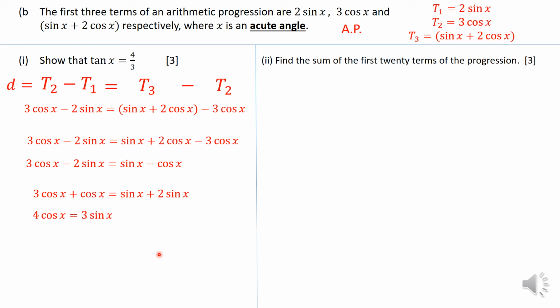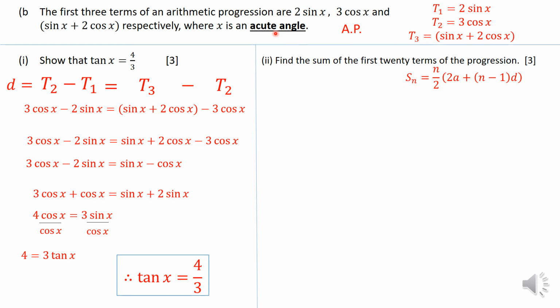We're not done here because we are supposed to show that tan x is equal to 4 upon 3. When you divide throughout by cos x, this is going to leave you with 4, and then sin x over cos x is nothing but tan x. So we're nearly done. Basically, you now have to make tan x the subject of the formula. Therefore, tan x is equal to 3 over 4. You're going to use this in order to find the first 20 terms and the very important information about an acute angle. Remember, use the correct sum formula for the correct progression.